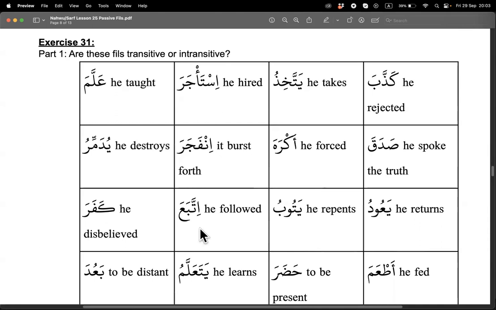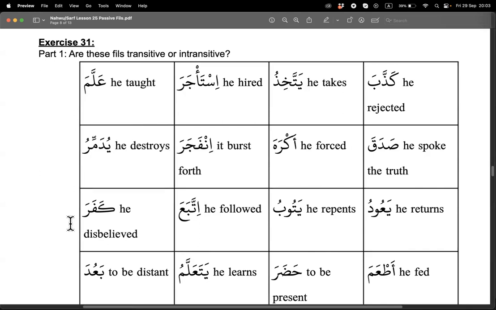Ittaba'a. This one I'm confused. You can use the English, he followed. Can you make this into passive? That day we did, yes. Then it becomes he was being followed, right? So yes, this is mutaaddi.